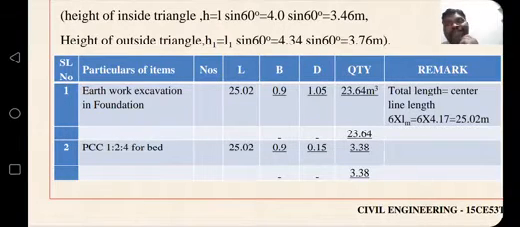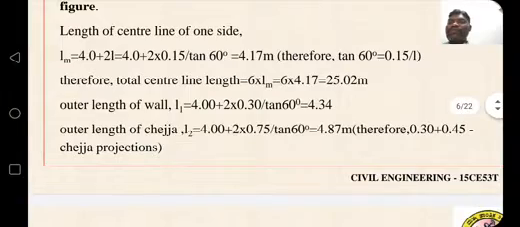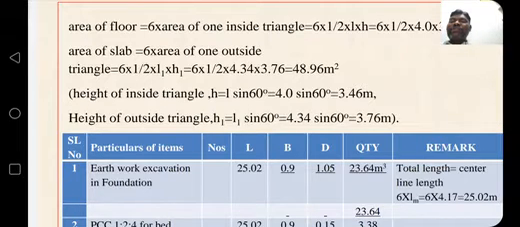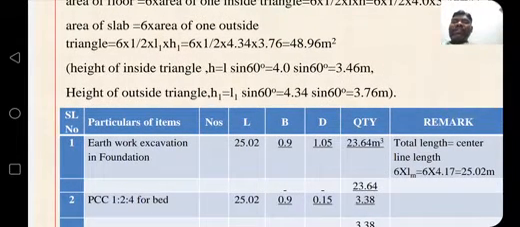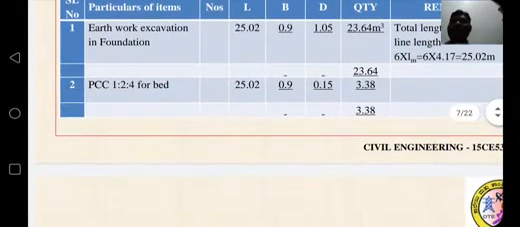Detailed estimation: serial number, particulars, numbers, length, breadth, depth, quantity, and remarks. Earthwork excavation in foundation: total center line length 25.02, that is 6 into L, 6 into 4.17, 25.02 meter, into 0.9 width into 1.05 depth. PCC 1:2:4 for bed: 25.02 into 0.9 into 0.15, quantity is equal to 3.38.